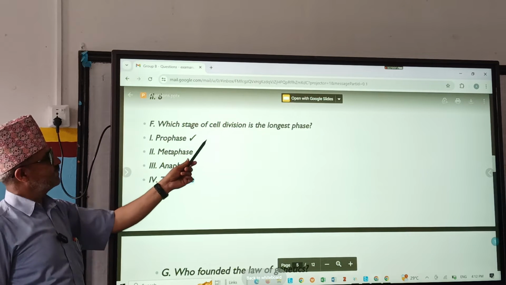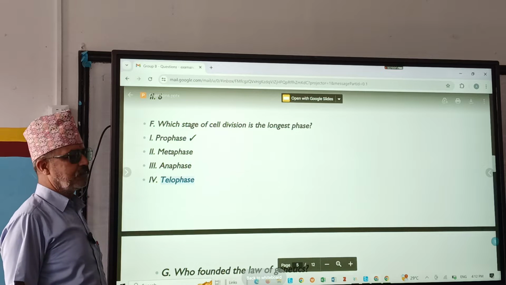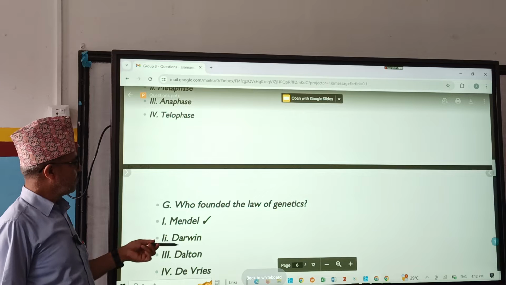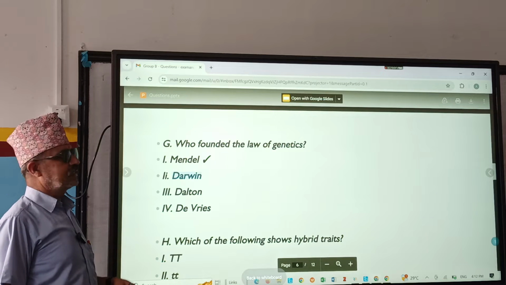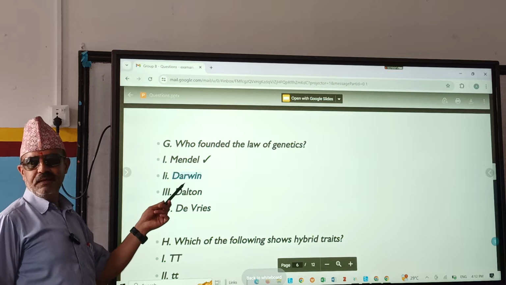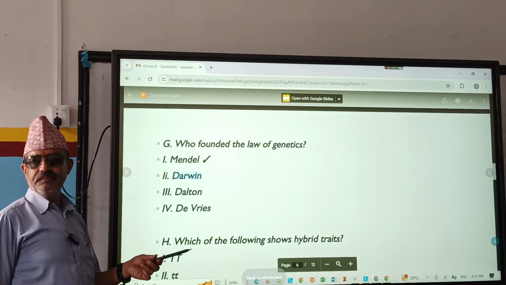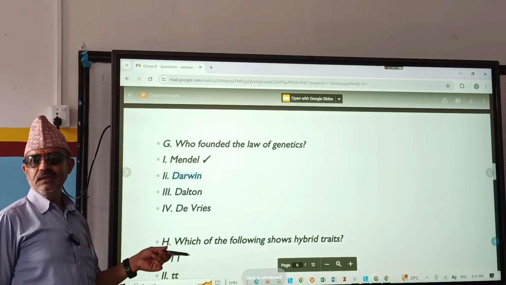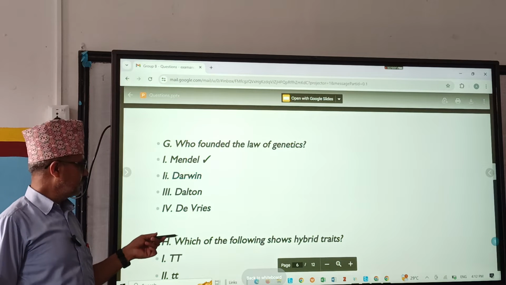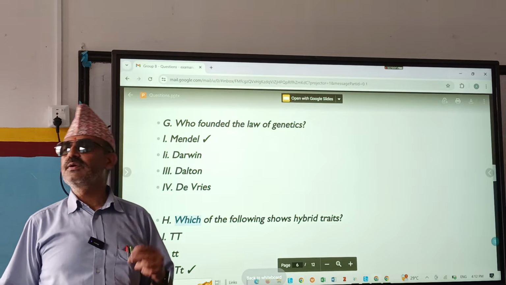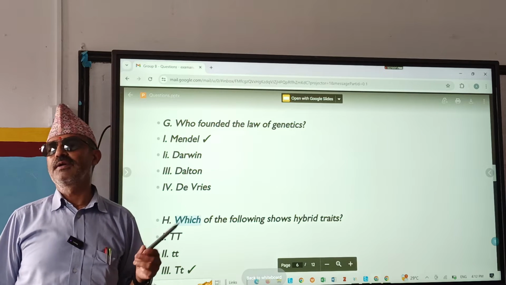Which stage of cell division is the longest phase? Prophase, metaphase, anaphase, telophase. Prophase, that's right. Who founded the law of genetics? Mendel, Darwin, Dalton, De Vries. Mendel. And Darwin? Natural selection. De Vries? Mutation, right? And Dalton? Atomic theory. Okay, he was the first person to tell about the atom.